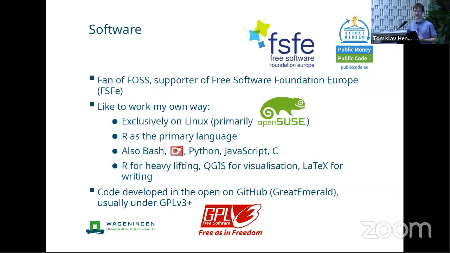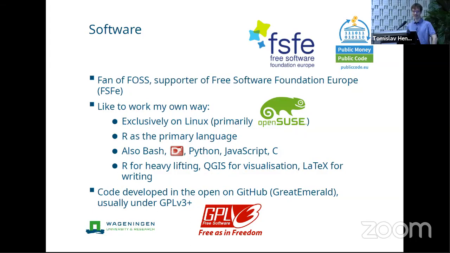So you need to interface them through C packages, and then the interface can be a bit more complicated to set up. Then I use also Python sometimes, and I do some work in JavaScript, and then C is also something that sometimes I work with. But generally I would use R for the heavy lifting of geocomputation. Then I would use QGIS for visualization if there's something that is really complex that cannot easily be shown using R.